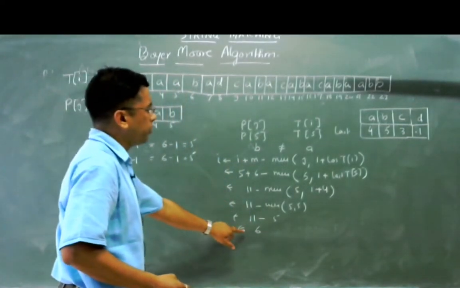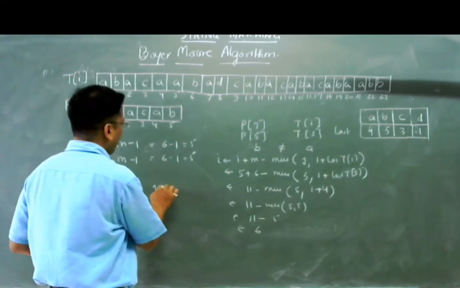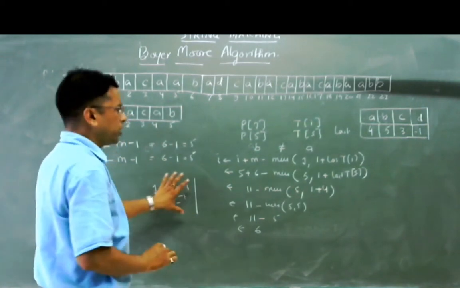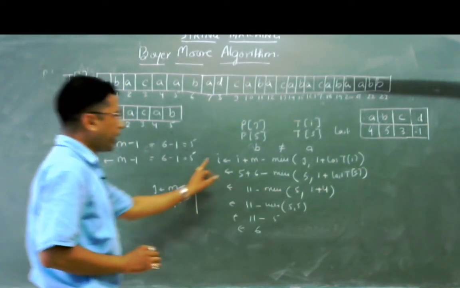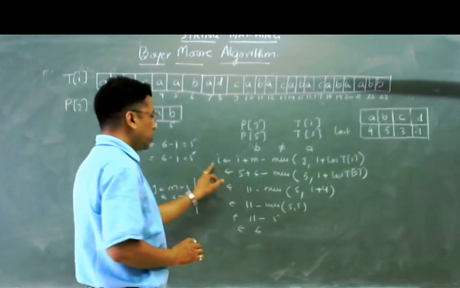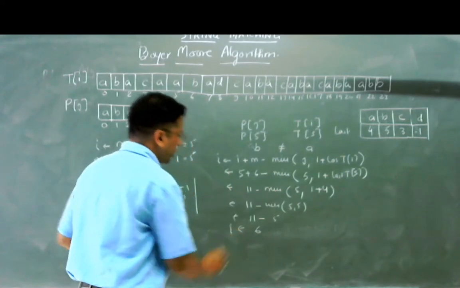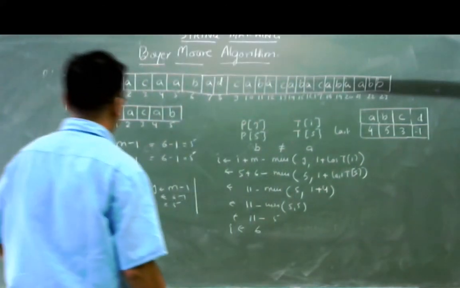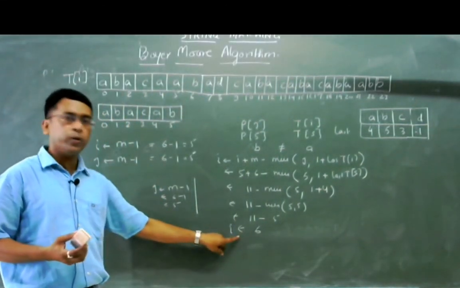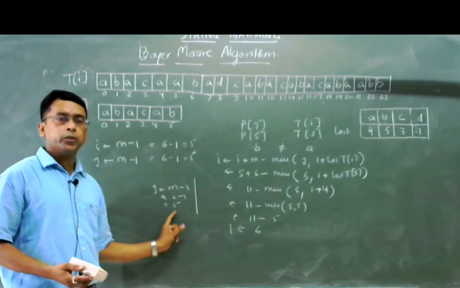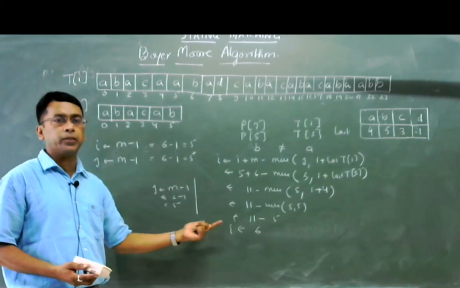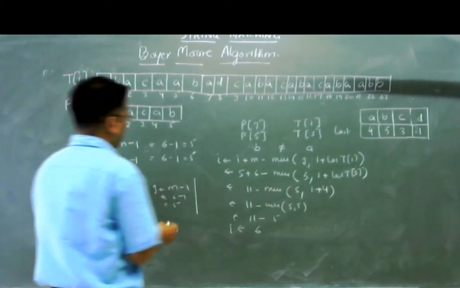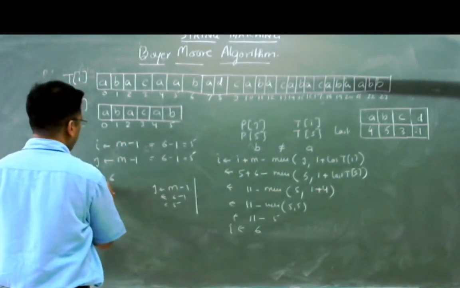So the next value of I would be 6 and j would be equal to m minus 1, means 6 minus 1, that is 5. So j value will remain the same in case of no match, but I value will keep on updating if a match does not occur. So the new value of I is equal to 6 and j is equal to 5. So we shall check whether the two values are matching or not.